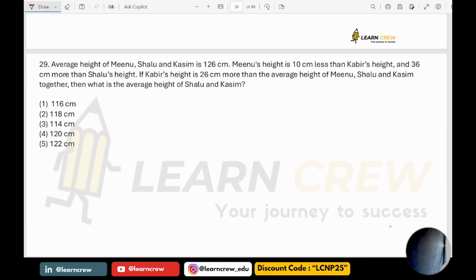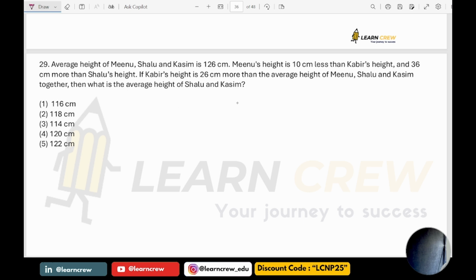Next, 29th question. Average height of Meenu, Shalu and Kasim is 126. Meenu's height is 10 centimeter less than Kabir's height and 36 centimeter more than Shalu's height. If Kabir's height is 26 centimeter more than average height of Meenu, Shalu and Kasim together, then what is the average height of Shalu and Kasim?